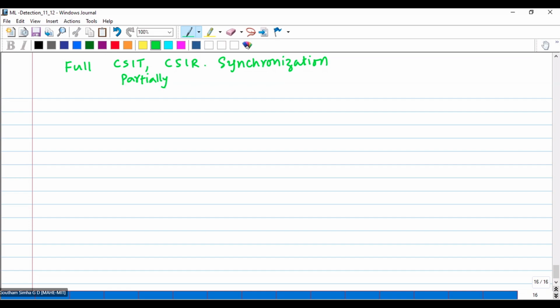Some 1.5 mark or 1 mark question could be asked on full duplex communication, like your mobile communication scenario, like 2x2. Your mobile acts as a receiver, but it acts as a transmitter also, right? It's a transceiver unit. Similarly, this base station is just transmitting and receiving. Now for full duplex communication, partial CSIT is assumed, a complete CSIR is assumed, and synchronization is assumed. Means everything is assumed. 2x2.